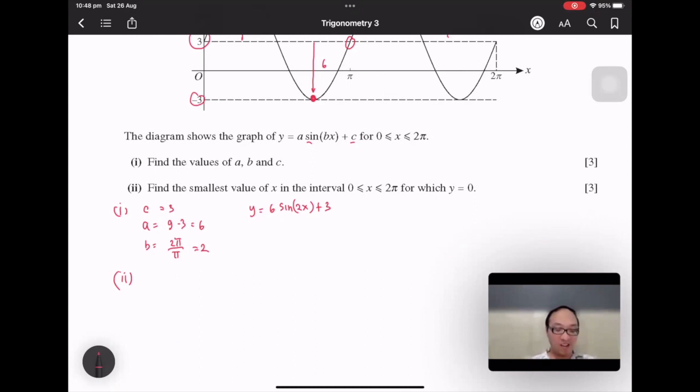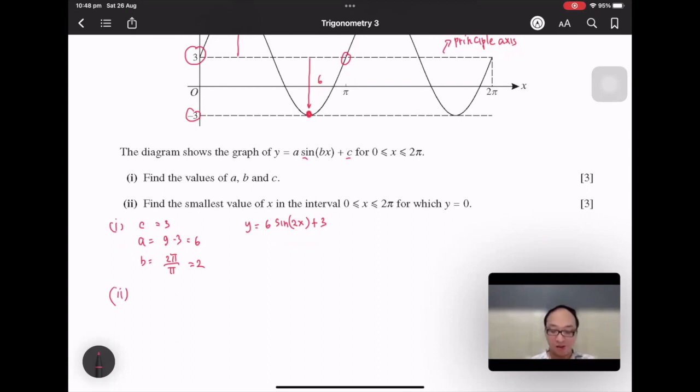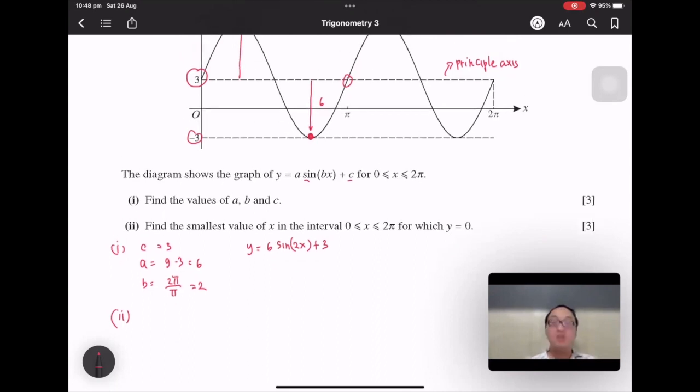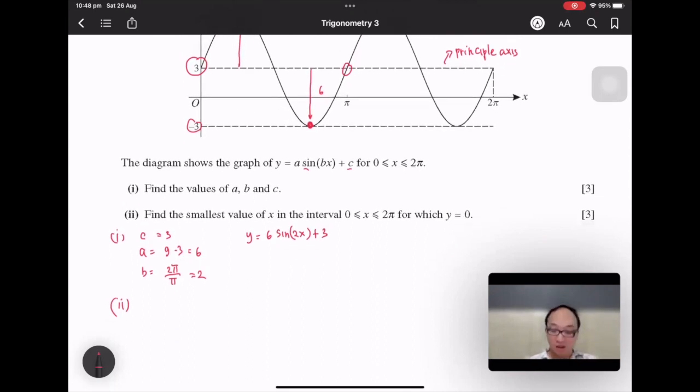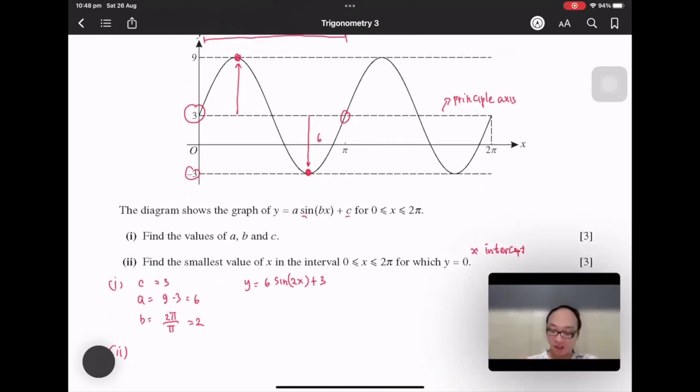Find the smallest value of x in the interval between 0 until 2 pi, for which y equals 0. So y equals 0, that means the x-intercept. So we can see from the graph, the first x-intercept is in here.